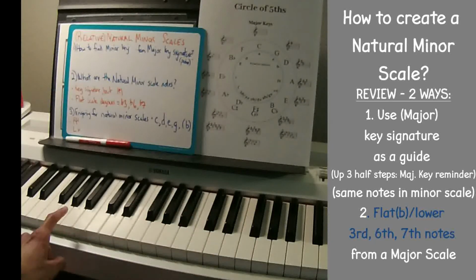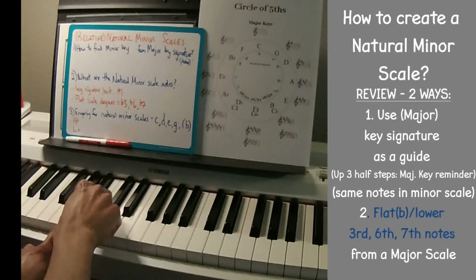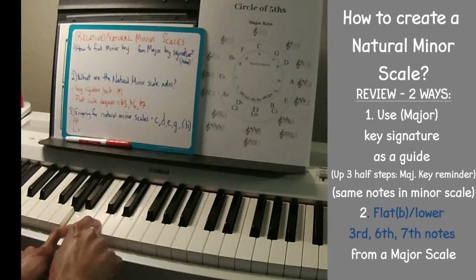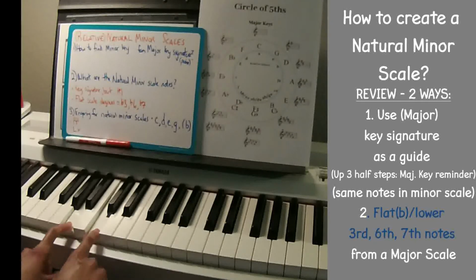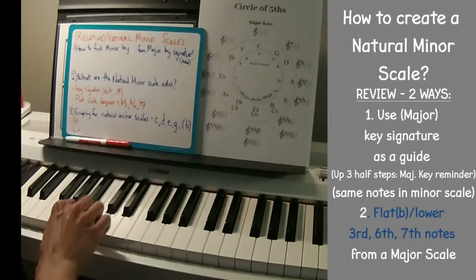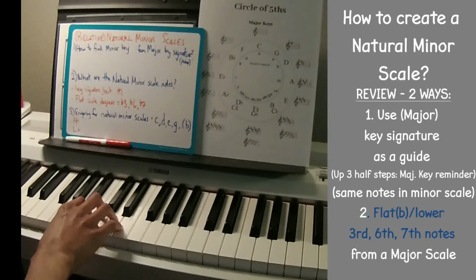Also, same thing if we said we wanted to play A natural minor. What's our major key signature equivalent? To double check, we go up 3 half steps, 1, 2, 3. C major, so then it'd be no sharps or flats, but we start on A because we want to play a minor scale, A natural minor.